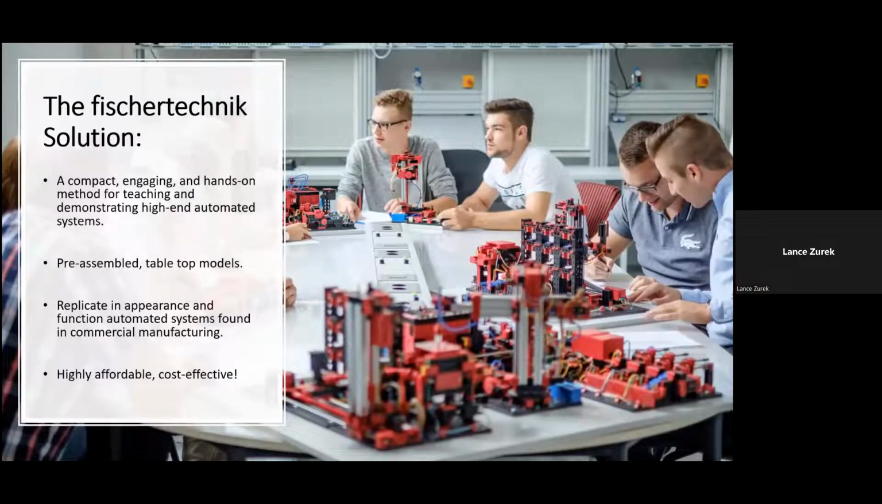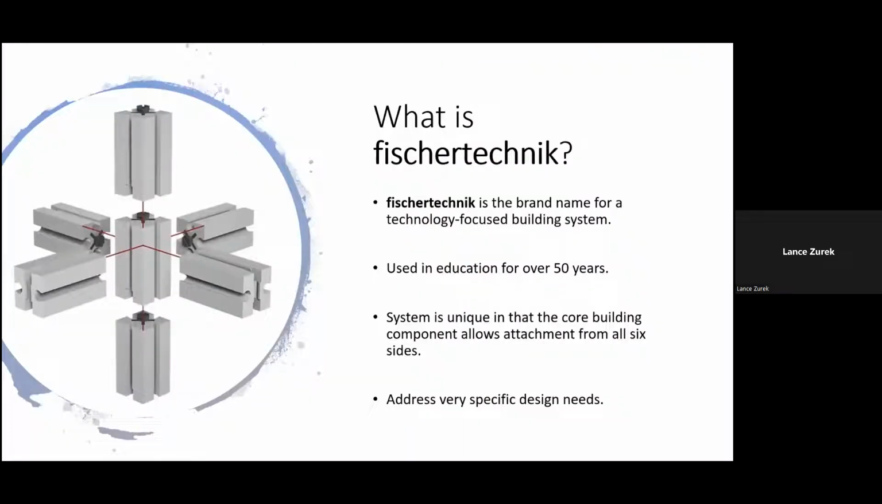And that, of course, brings us to the line of fischertechnik industrial simulation and training models. Now, these models have been designed with the intent of providing a compact, engaging, and hands-on method for teaching and demonstrating high-end automated processes. The line consists of a series of pre-assembled small-scale models, which are designed to replicate in both appearance and function various automated robotic machines and systems commonly found in commercial manufacturing. But before we get into the specifics of the models themselves, we're going to take a little look at fischertechnik.